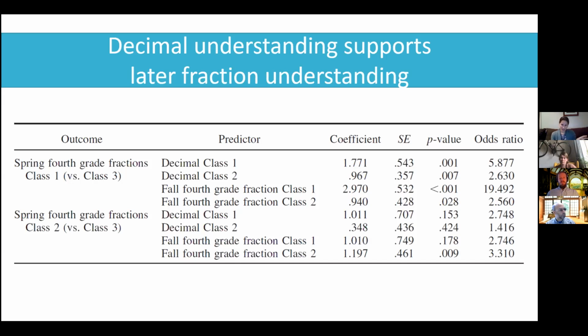So the previous fraction knowledge, we control for that. Does decimal understanding predict later fraction knowledge? And we see that it does. And so this is going to suggest that perhaps understanding decimals would be supportive of later fraction learning, as opposed to fraction learning supporting decimals later.